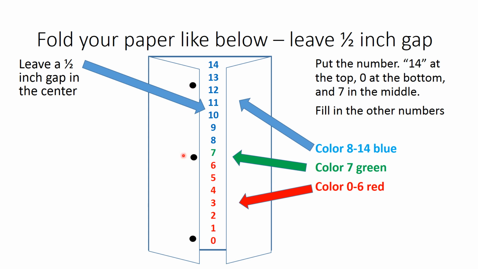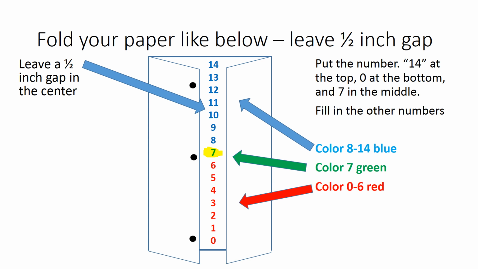We start with it upright, the holes on the left-hand side, and we're going to fold the paper from either side so that we have about a ½ inch gap in the middle so that we can put some numbers. After we fold our paper, we're going to put the number 7 right here in the center in green or some color other than red and blue.